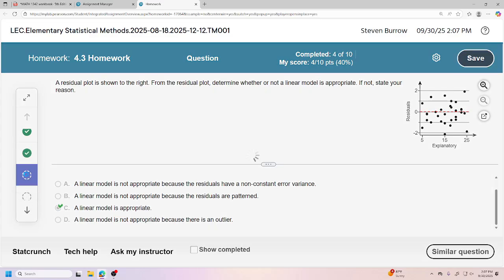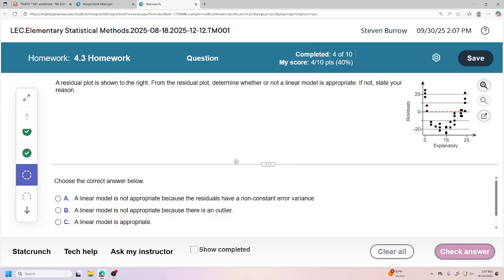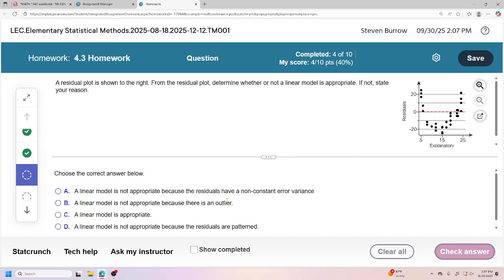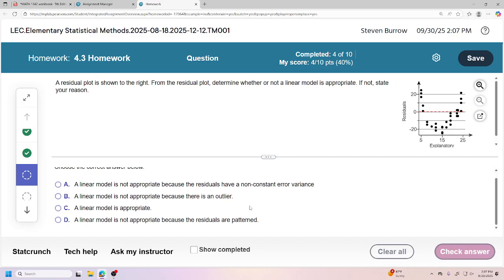Oh, here we go. Is there a pattern with these residuals? Can you draw like a cool curly line or something? Yes, pattern. No linear. There you go. So I need to know which one makes sense. Yes, pattern. No linear. Which one would you actually be putting?